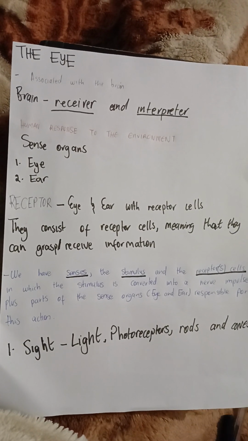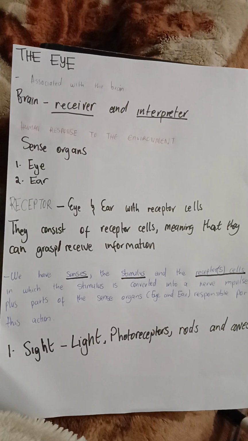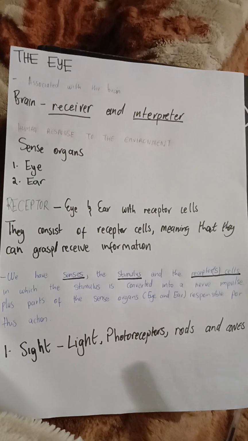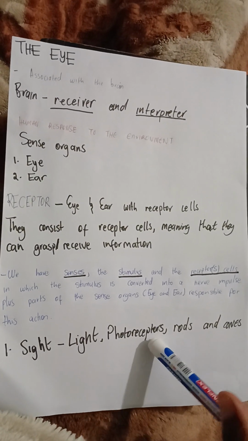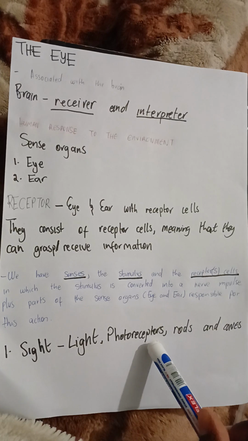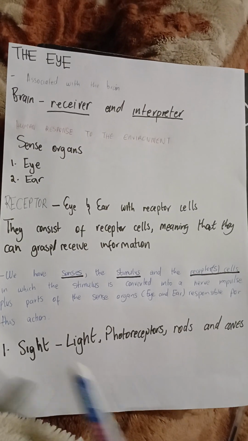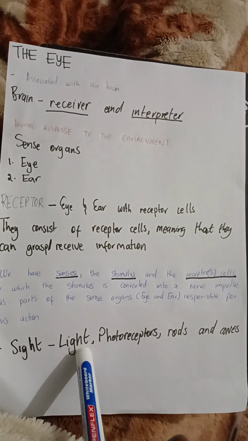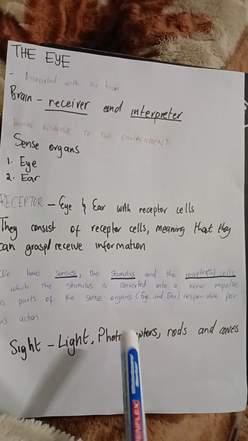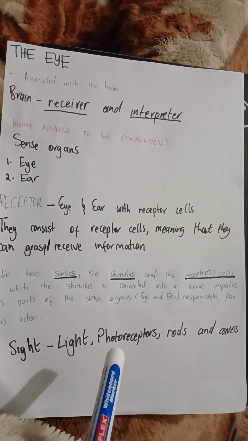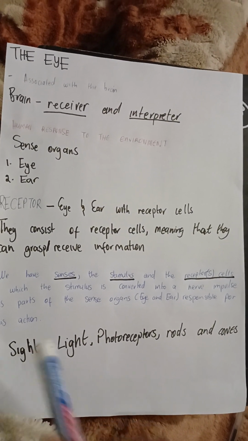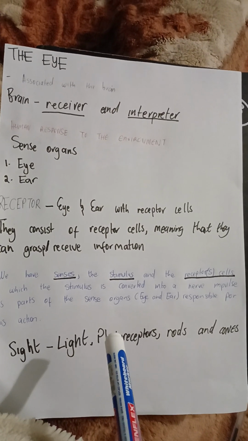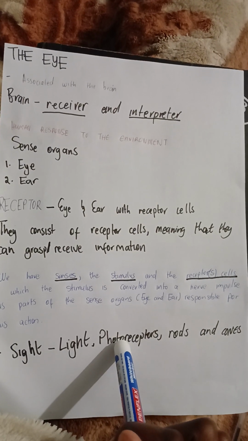Remember, it's not the eye that turns the stimulus or converts it into a nerve impulse, but it is the photoreceptors that do that. And these photoreceptors are rods and cones. And this sense organ has a stimulus of light. And these are the receptors which receive the light. So we have to see in order to receive the light.